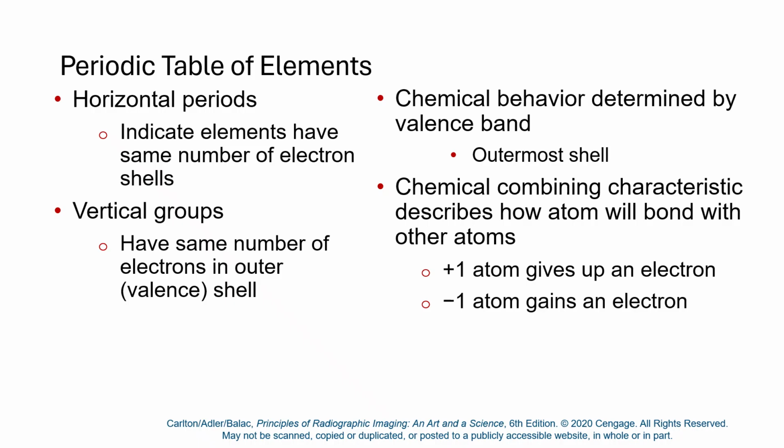Chemical combining characteristic determines how the atom will bond with other atoms. So a +1 means the atom is likely to donate an electron. A -1 would mean the atom is likely to borrow 1 electron. Oxygen usually has a -2 as far as combining state goes. It wants to borrow 2 electrons really, really badly.